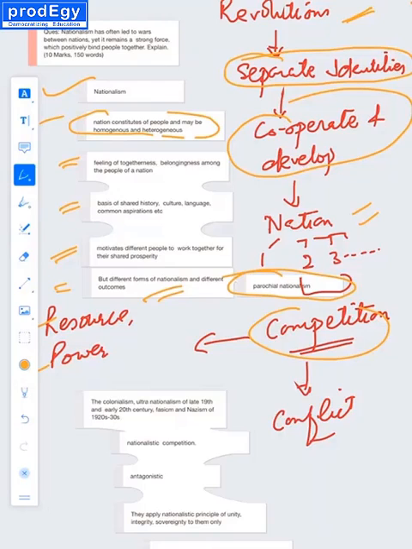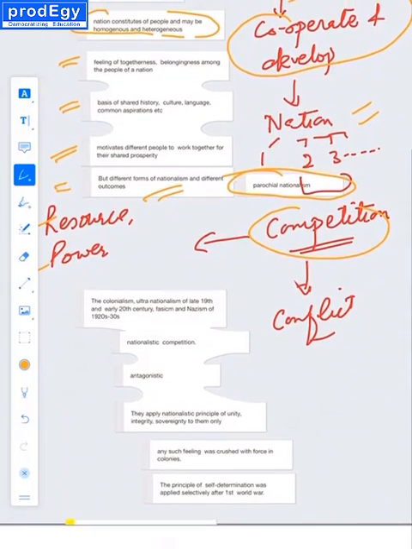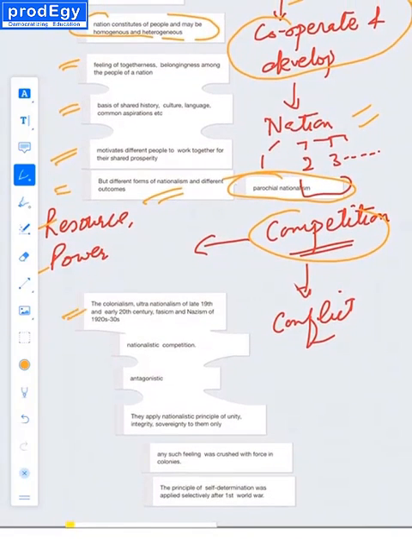Like Western countries, European countries and USA, they say that our defining characteristics are democracy and capitalism. Russia said that our characteristics is socialism, and therefore it resulted into a Cold War situation. The colonialism and ultranationalism of the late 19th and 20th century, specifically fascism and Nazism, were the reasons for many of the localized wars in the world and the world wars.